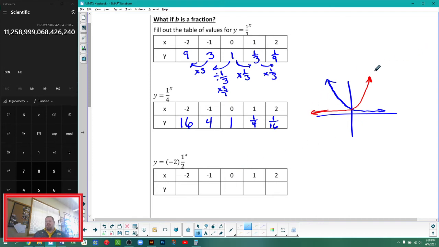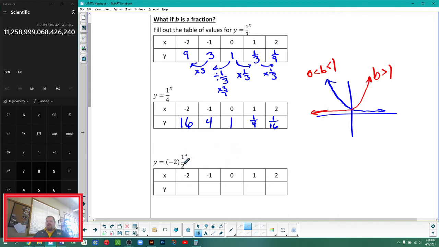This is when b is greater than 1, and this is when, I'm going to write it this way, b is between 0 and 1, when b is a fraction. Okay, and then the a number is just that starting value, right?